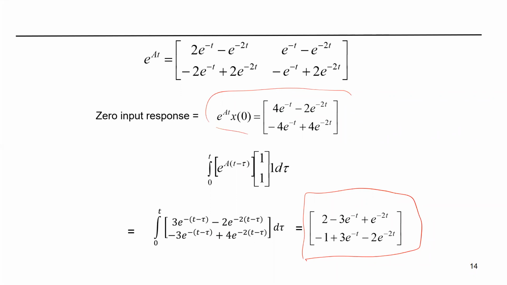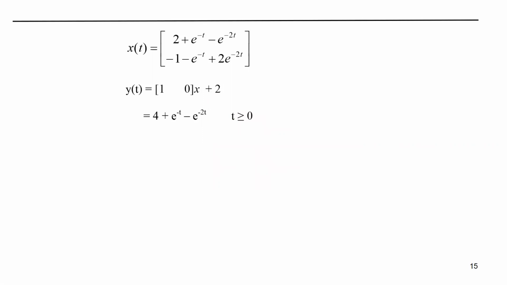So this is basically how you solve this. Now if I want the output, if the question is to find y, all you have to do is this: we said y of t equals C x of t plus D u. So this is the C matrix, 1 and 0, multiplied by this equation, added to 2, because the D matrix is 2 and u is the step function equal to 1. And this is your final solution.